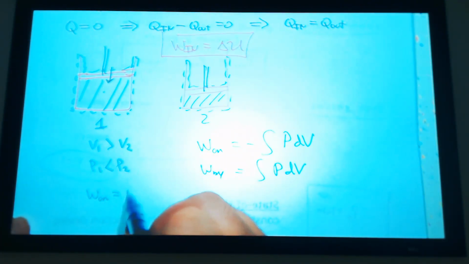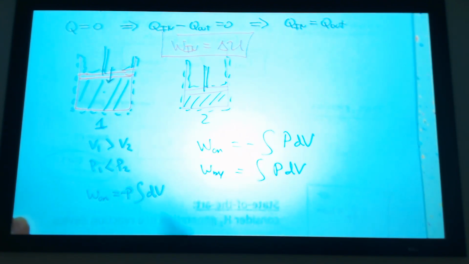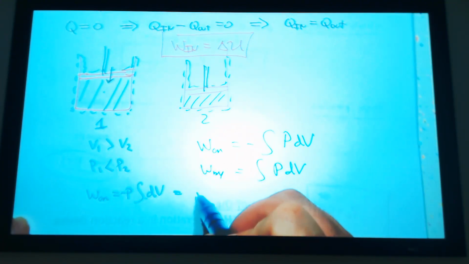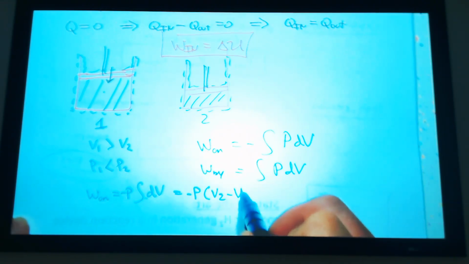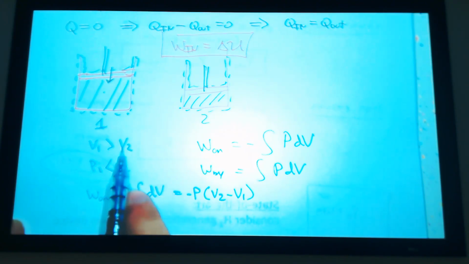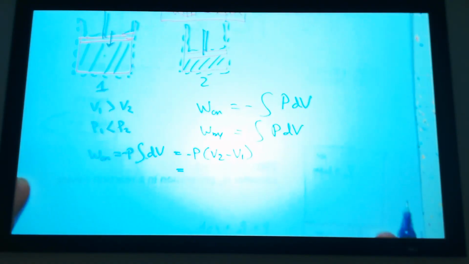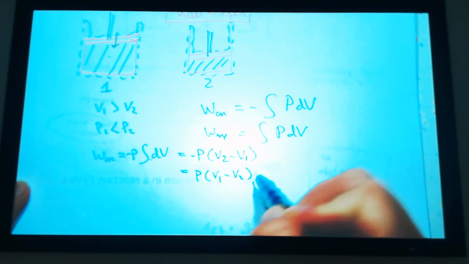So I could take the pressure outside, and then I would have the integral of dV with a minus sign. And so the pressure didn't change, so then this ends up being what? Minus P times V2 minus V1. Well, V2 is less than V1. So what does this end up being? This just ends up being P times V1 minus V2. This is when you have constant pressure.